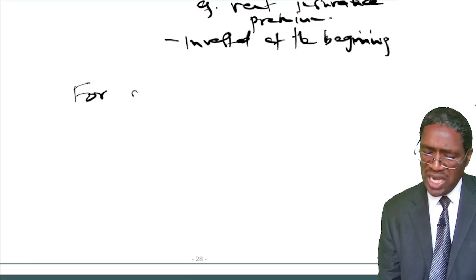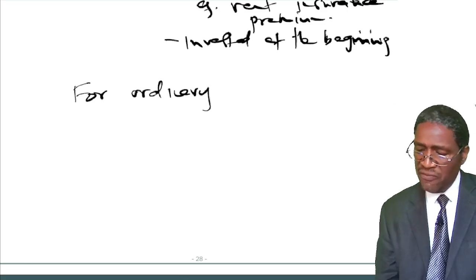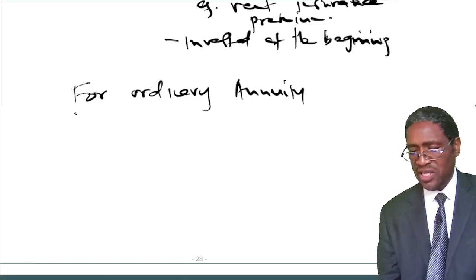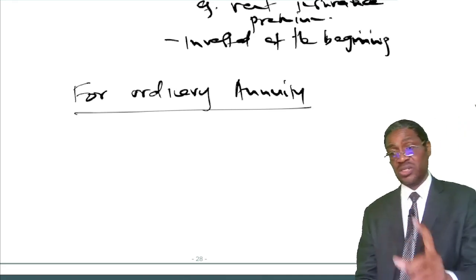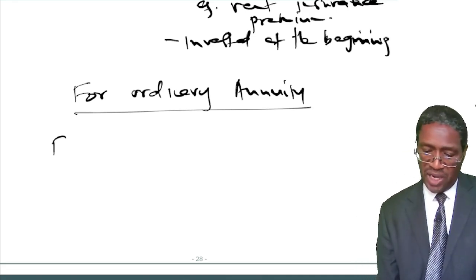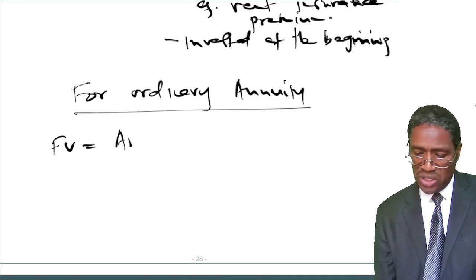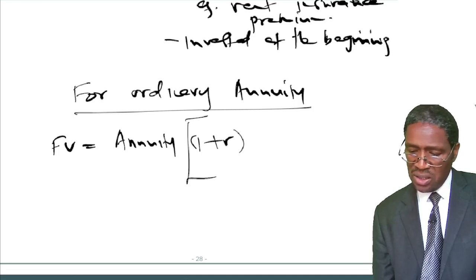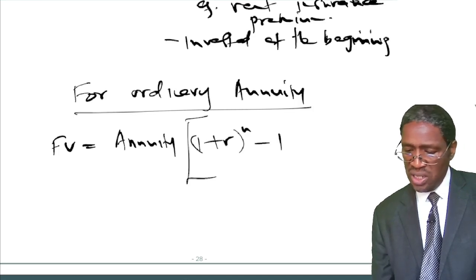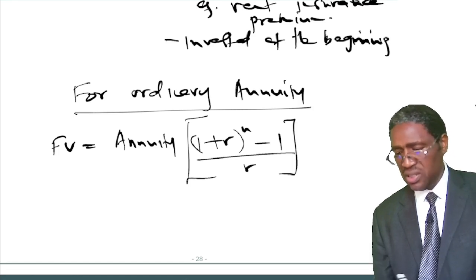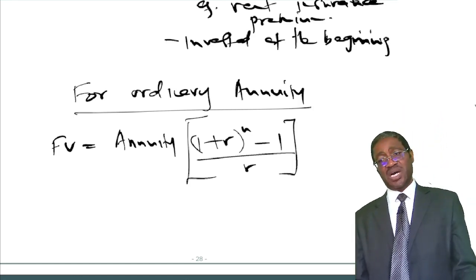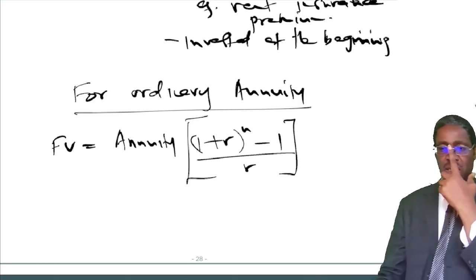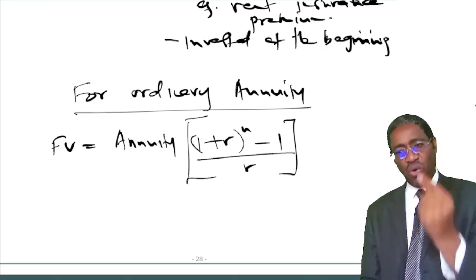Now, for ordinary annuity, the formula for getting the future value is this. Future value will be given by that annuity into 1 plus r to the power of n minus 1, everything you divide by r. That is the formula for ordinary annuity.